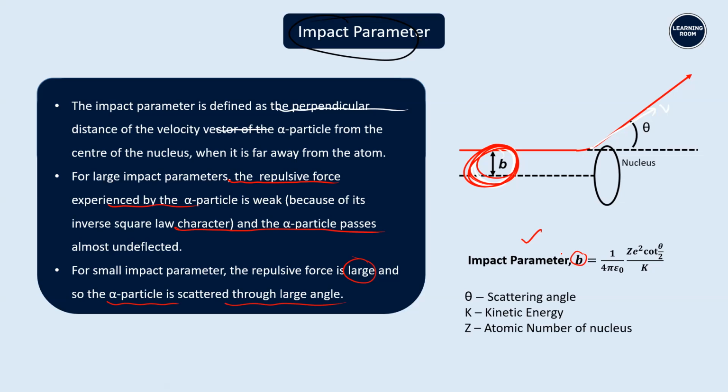So having all these things in mind, we can define the mathematical formula for the impact parameter. B is the symbol used for impact parameter. B is equal to 1 divided by 4 pi epsilon naught into Z E square cot theta by 2, the whole divided by K, where theta is the scattering angle, K is the kinetic energy, and Z is the atomic number of the nucleus. Is it clear?